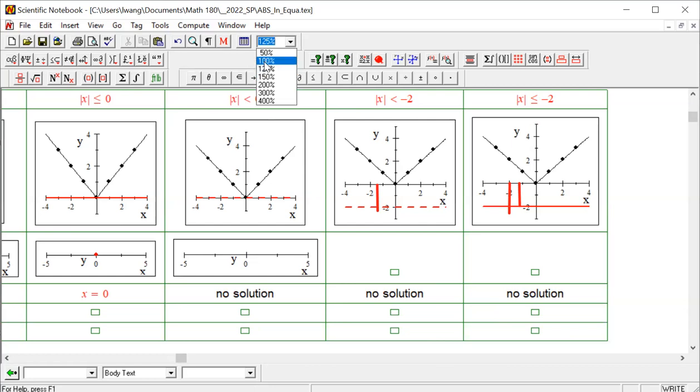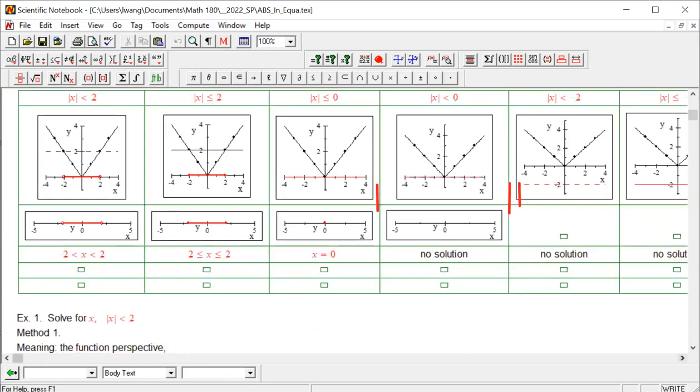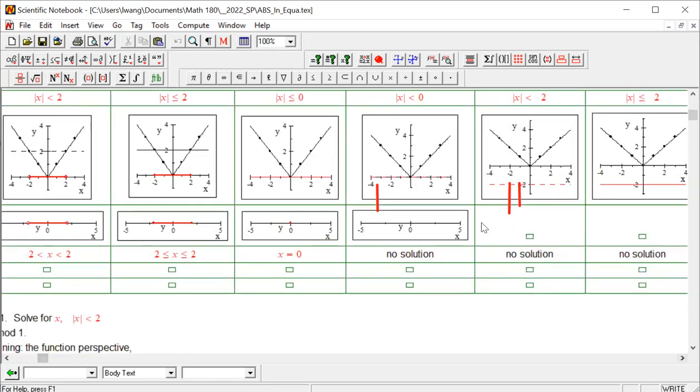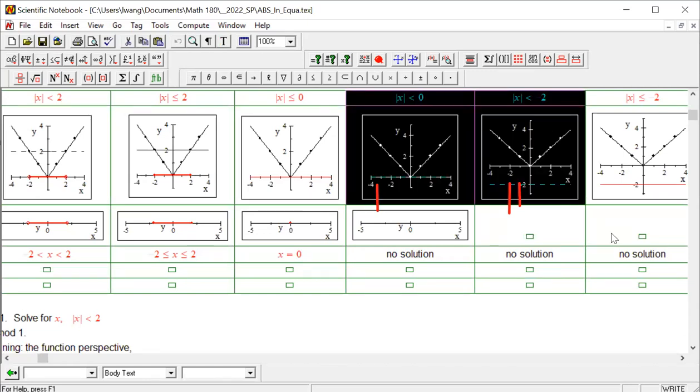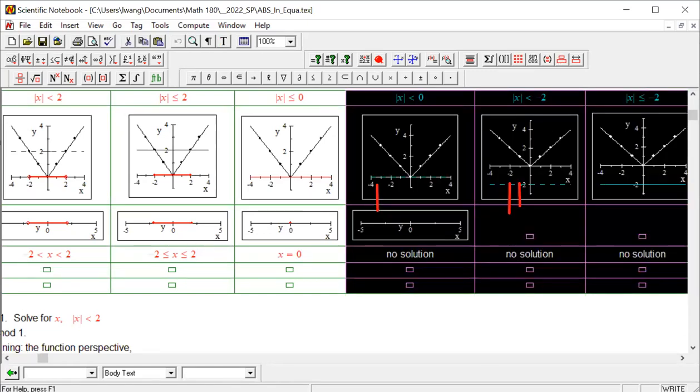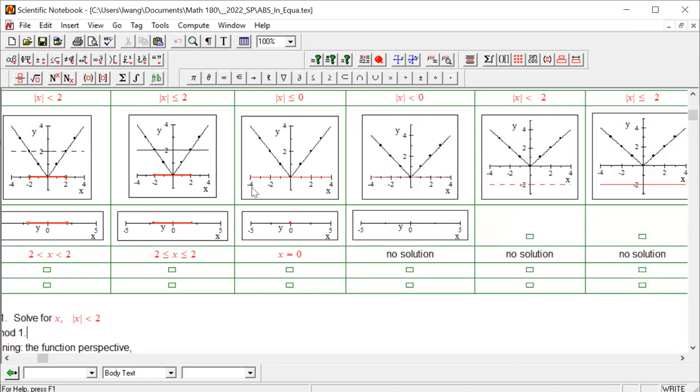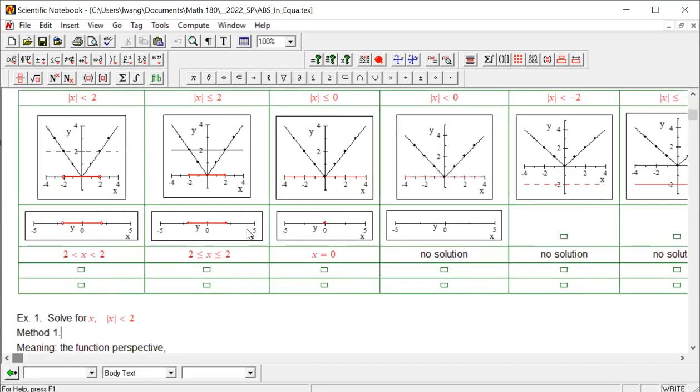Okay, so let's see if I put it in 100%. So you see all of these pictures, right? In all of these 3 cases, no solution. You can see those, they show up in different shapes and forms. In the other 3 cases, sometimes you have one solution, sometimes you have lots of solutions, and the difference is whether it includes the endpoints.